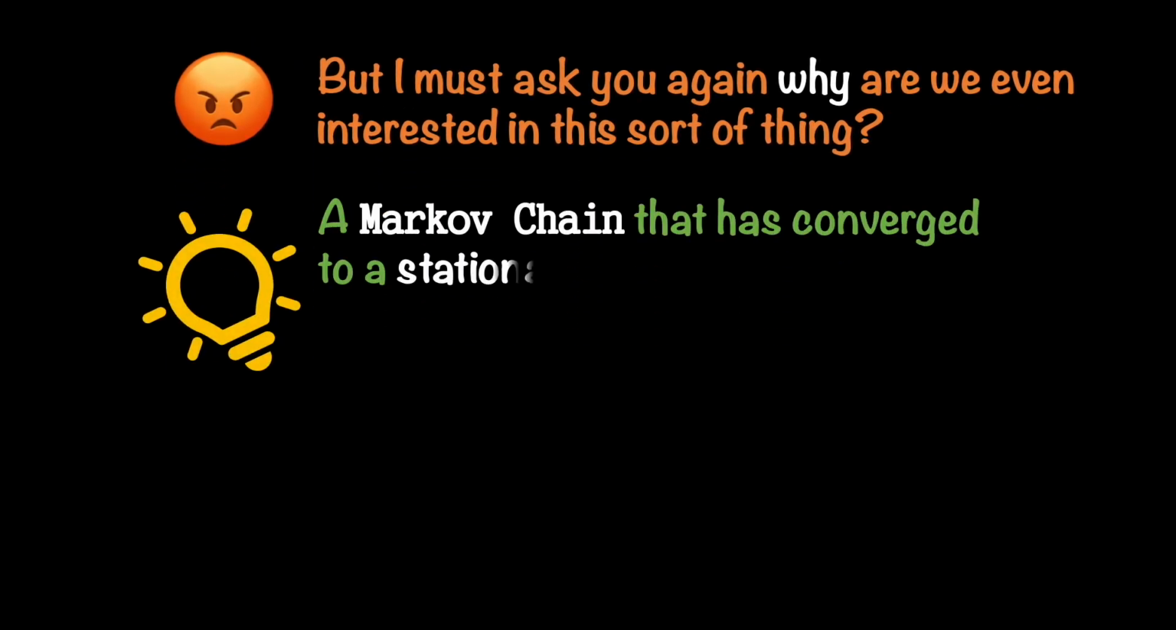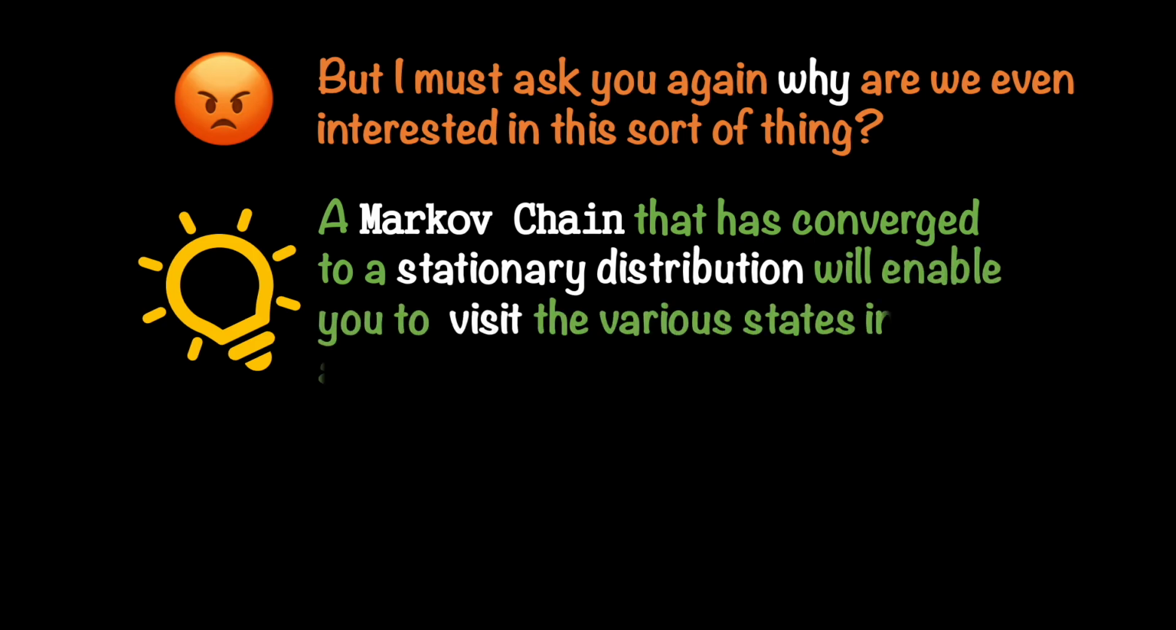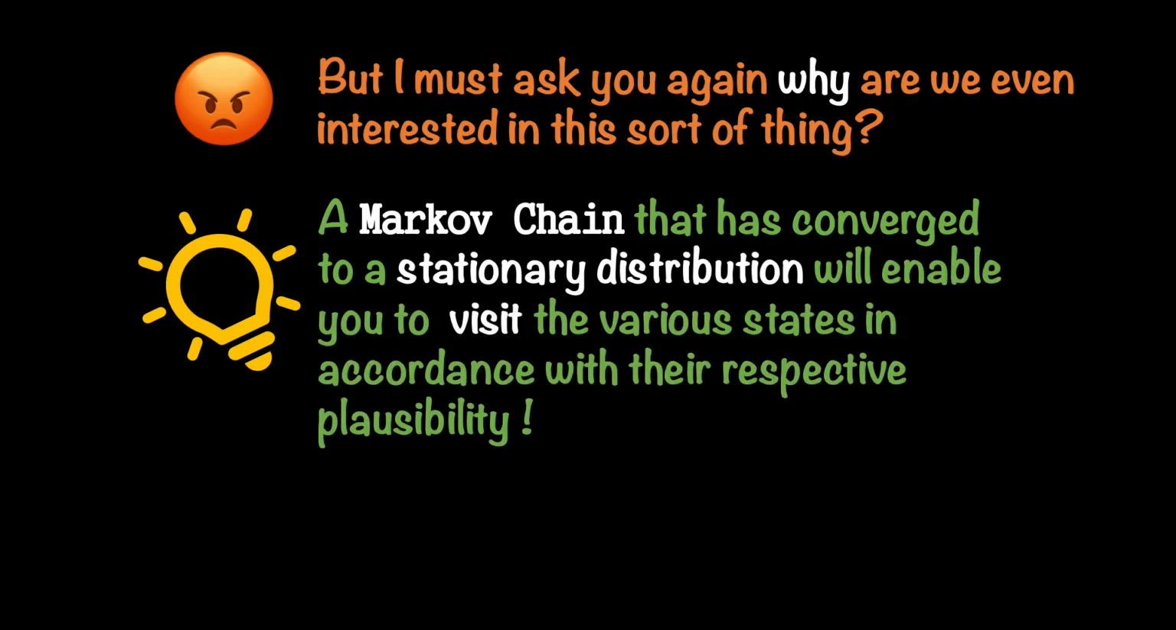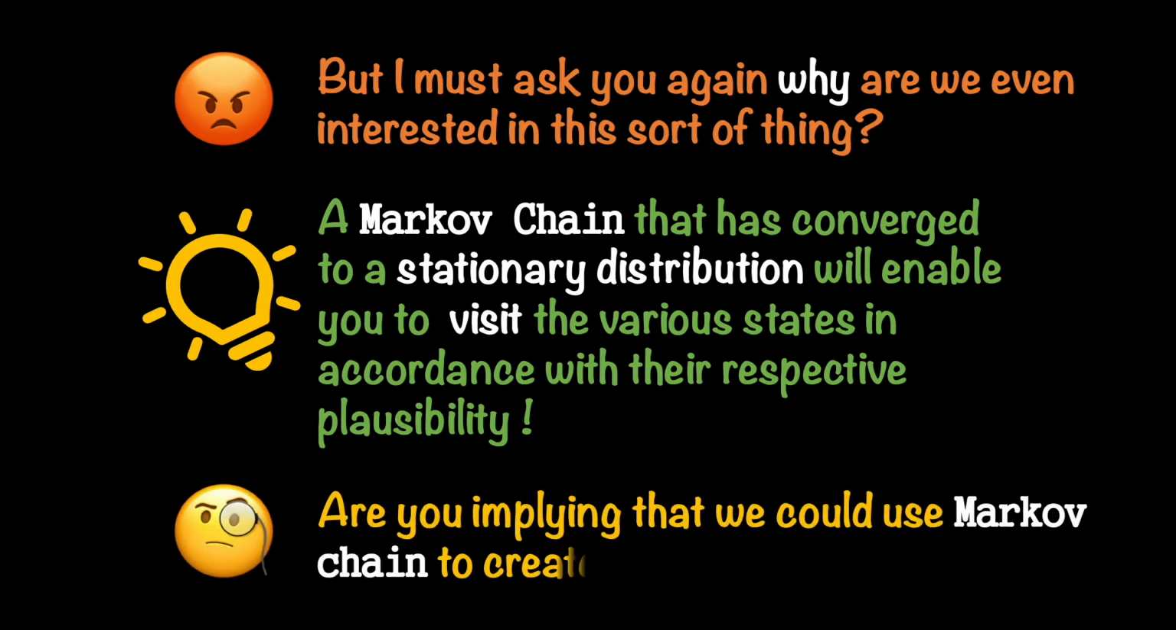The big idea here is that a Markov chain that has converged to a stationary distribution will enable you to visit the various states in accordance with their respective plausibility. If you recall, in the tutorial on sampling methods, I explained that in Monte Carlo methods, a general theme is to select a proxy distribution for sampling and then adjust for the fact that you have not sampled directly from your target function. Here we have observed an interesting situation of a Markov chain that converged to a stationary probability distribution.